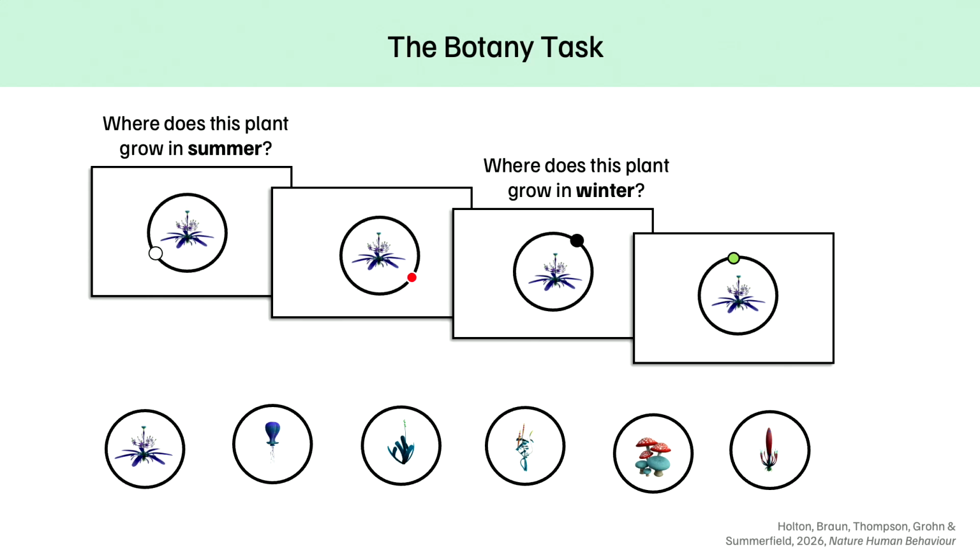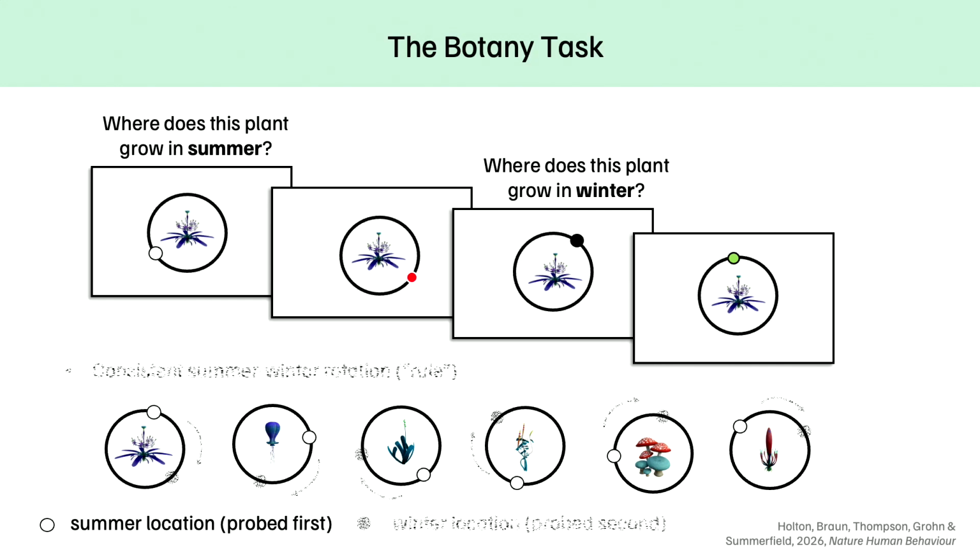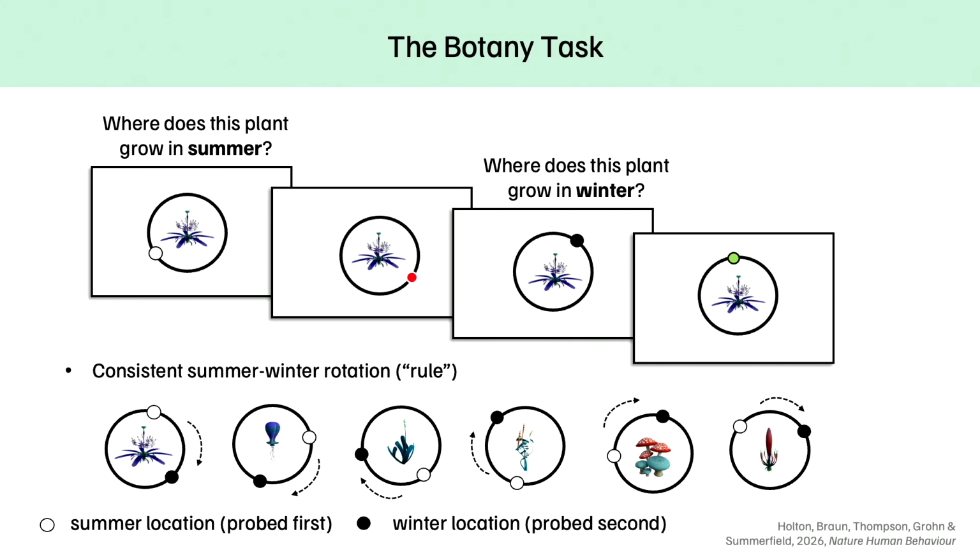And so people learned about 6 different plants on this planet. For every plant, it was associated with a completely different feature one, a completely different location in summer. But for winter, there was a fixed, generalizable rule, a pattern that told you how far away winter would be from summer. So in this example, it might be 120 degrees, always clockwise in that way.